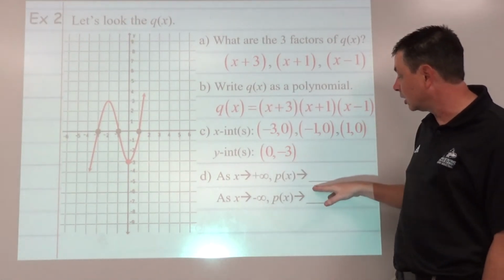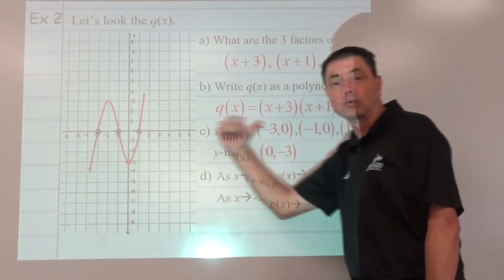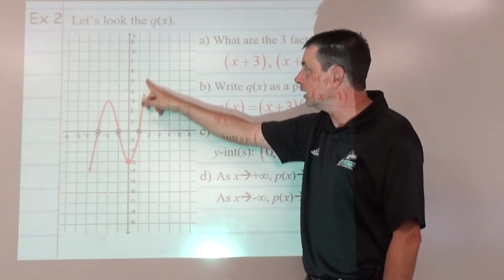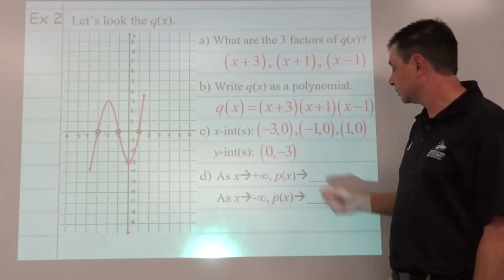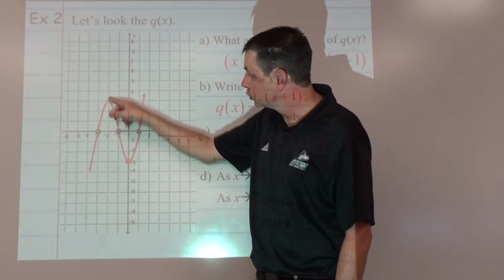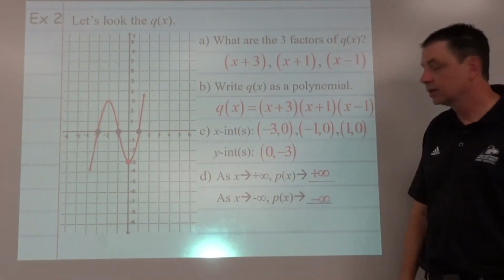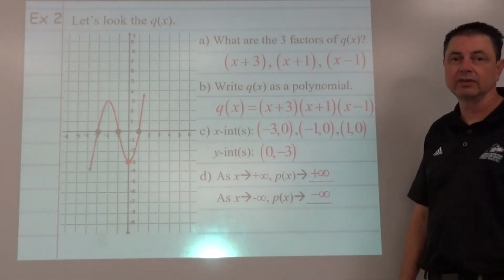And how about our end behavior? As x approaches infinity, go right, we're going up. As we go left, we ultimately end up going down forever towards negative infinity.